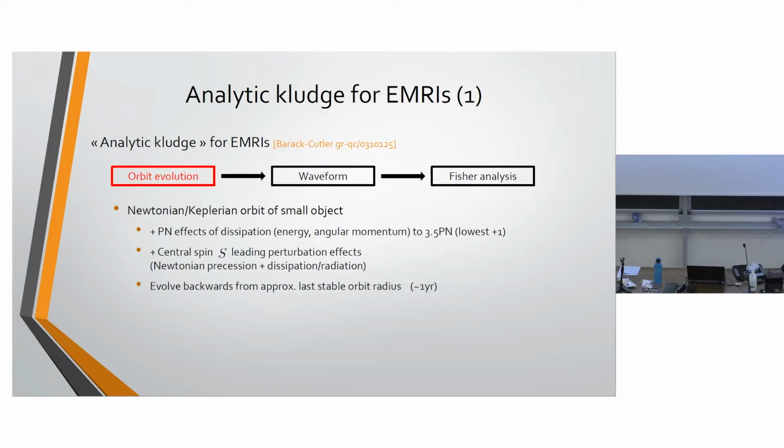We also add effects from the central spin, because the black hole is spinning. These are all perturbations on the Newtonian orbit, in a sense. So we add some leading effects from this central spin. This includes, of course, precession, things like Lense-Thirring precession, which is a semi-classical kind of thing, and also dissipation and radiation reaction of this central spin coupling to the orbit of the little object.